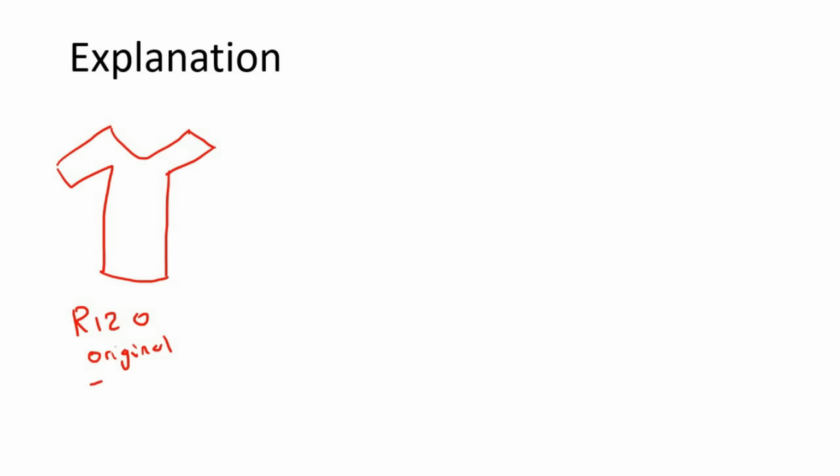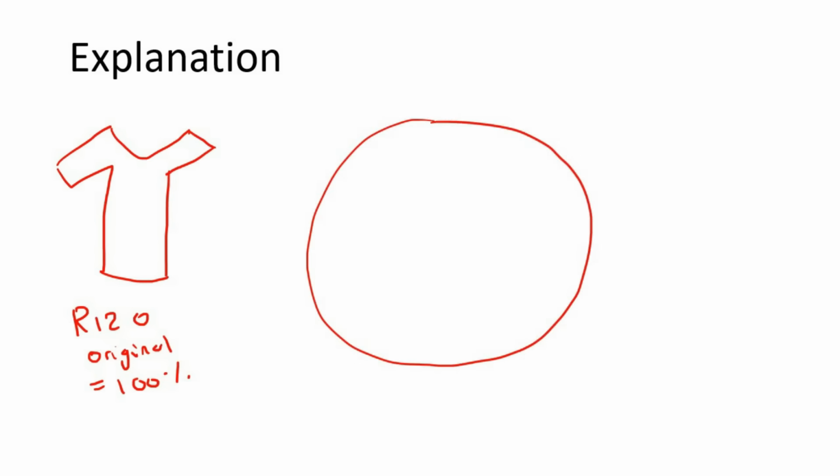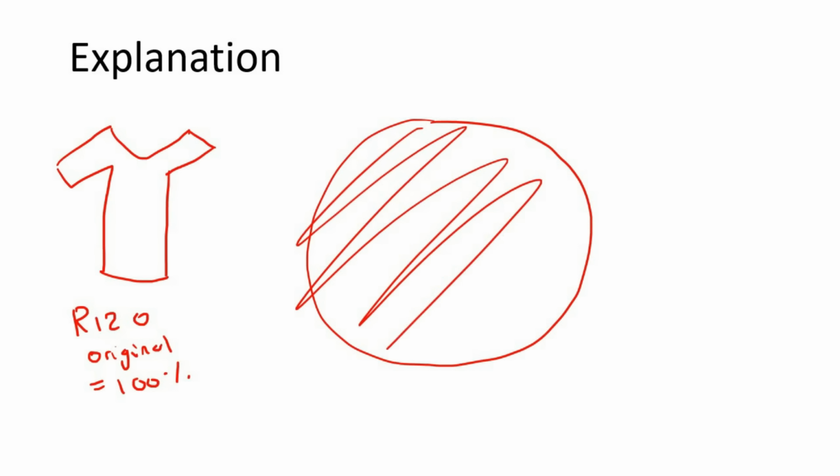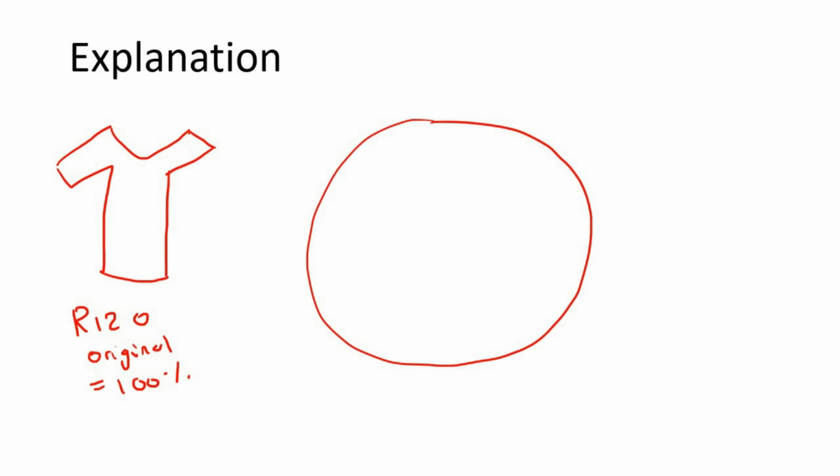So that would be 100%. The price of that t-shirt is 100%. So if we had to show it as a circle, that would be 100%. The circle would be complete.